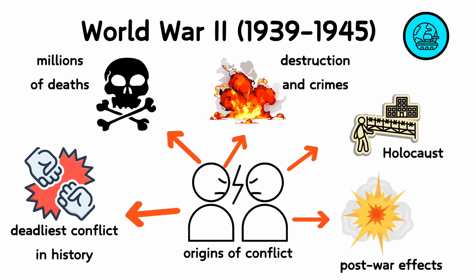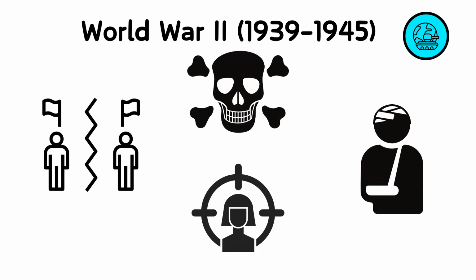This war was mainly between two groups of countries, the Allies, which included the United States, Britain, and the Soviet Union, and the Axis, primarily Germany, Italy, and Japan. The war began because of disagreements and power struggles between these countries.